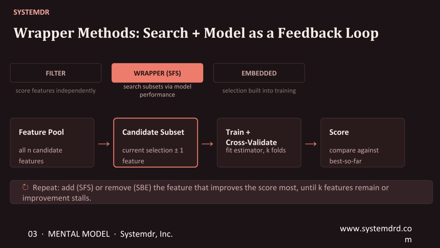And then you repeat. Add a feature for forward selection or remove one for backward elimination until you hit your target count K or until improvement stalls out. That loop, propose, train, score, repeat, is the entire idea. Everything else we cover today is a variation on how you walk that loop efficiently.